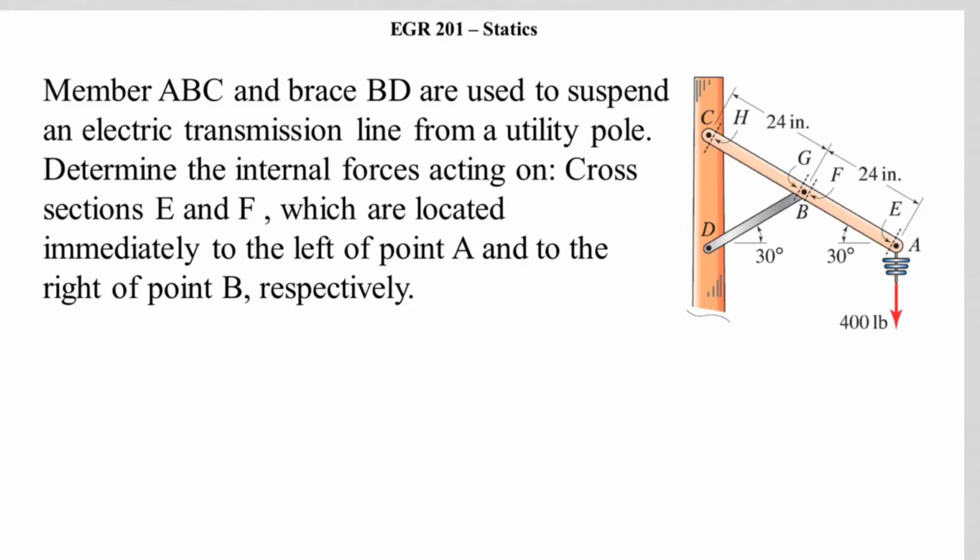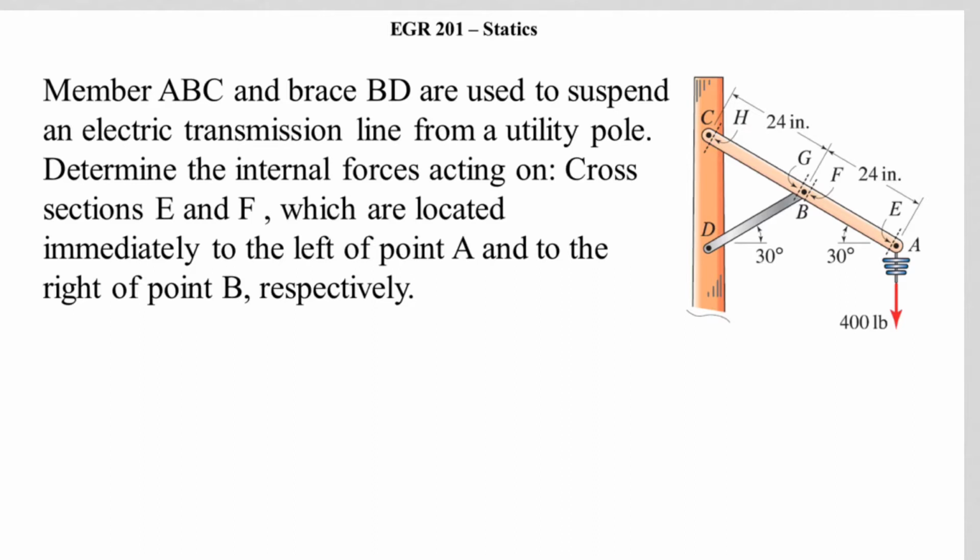This is an example of a method of cuts for finding these internal forces. This problem states that there's a member ABC and brace BD, and they are used to suspend an electrical transmission line from a utility pole. And we're supposed to determine the internal forces acting on cross-sections E and F, which are located immediately to the left of point A and to the right of point B, respectively.